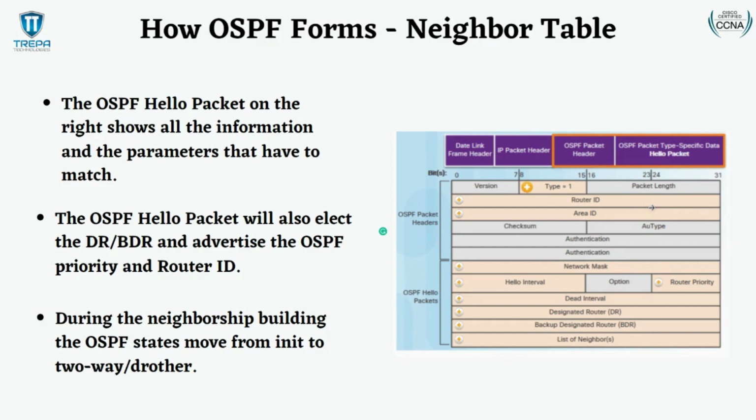Okay, so the neighbor table. The OSPF hello packet is essentially what makes our neighbor table, right? And all the parameters have to match. Look at the right here, we have an OSPF hello packet. In this packet, we can see this is going to be for a broadcast network, because it has information for our designated and backup designated router, and then a list of all of our neighbors. So during the neighborship building, the OSPF state moves from init all the way to two-way.